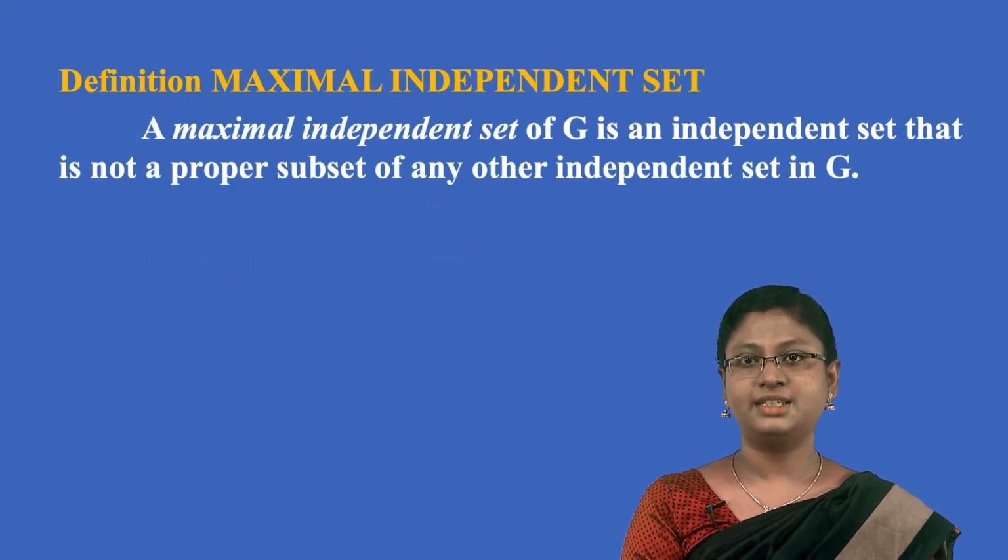Now, let us see the definition of a maximal independent set in a graph. A maximal independent set of G is an independent set that is not a proper subset of any other independent set in G.